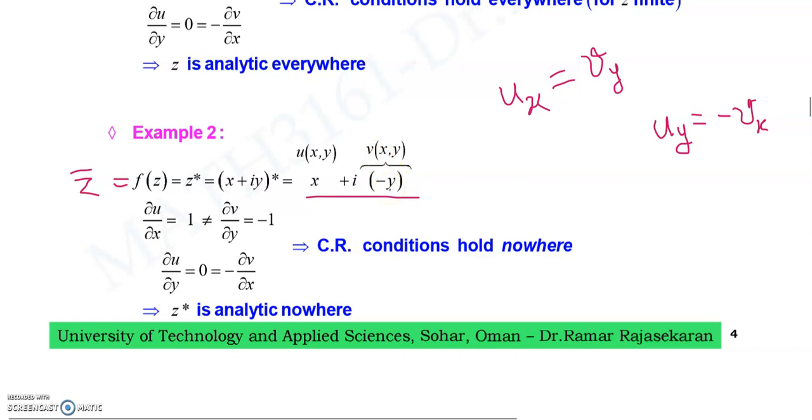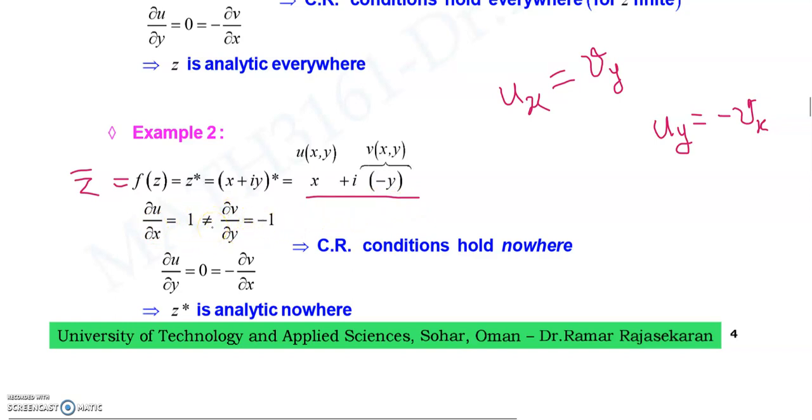For that we have to check the CR equations. Now what are the CR equations? First one is ux is equal to vy, second one is uy is equal to minus vx. Now ux means you take the partial derivative of u with respect to x. That is 1, because u is equal to x. Now what is dou v by dou y? The partial derivative of v with respect to y is minus 1.